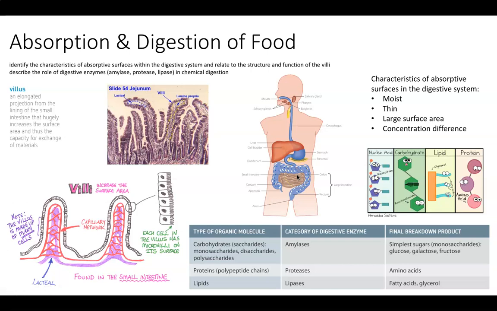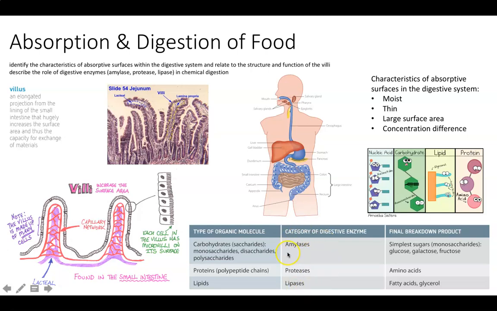And so the learning goal was to talk about absorptive surfaces, how the structure and function of the villi allow for digestion to take place. And we've said these things. We've said that there's 4 main types of macromolecules. If food were broken down into its smallest parts, it's broken down so they can then be built up into what we need it to be.